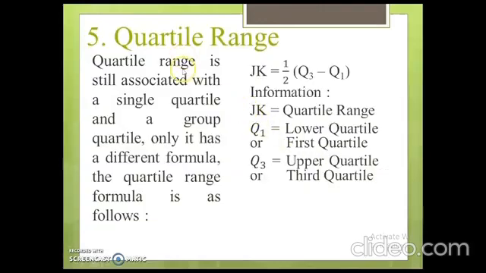Quartile range. The quartile range applies to both single quartiles and grouped quartiles. The quartile range formula is as follows: Jk equal to 1 divided by 2 times K3 minus K1. Here Jk is the quartile range, K1 is the lower quartile or first quartile, and K3 is the upper quartile or third quartile.